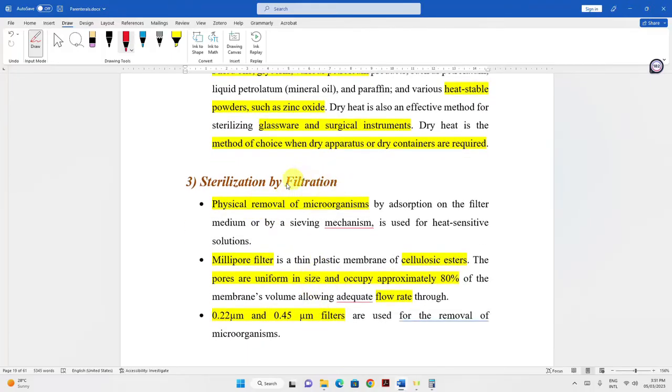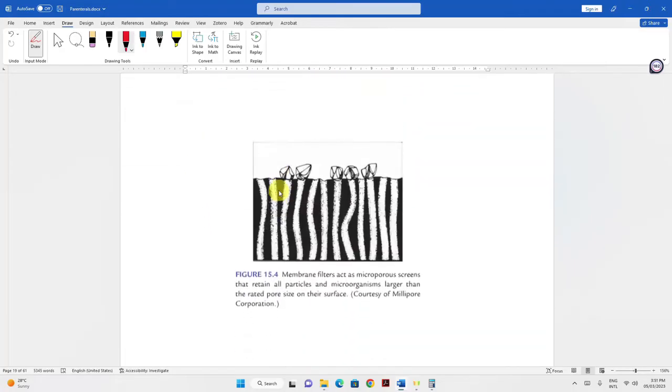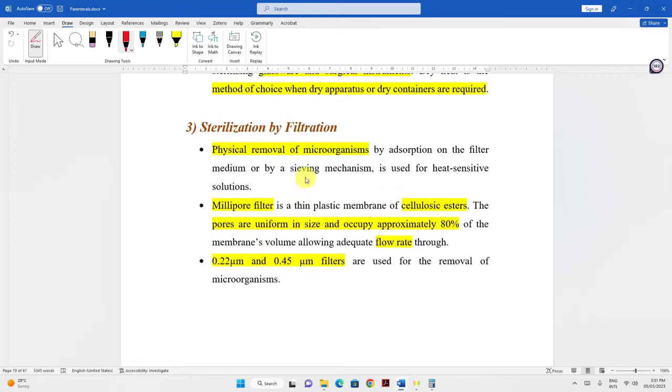Filtration is the third method that we want to talk about. Now, filtration in many cases can fail compared to other methods of sterilization. That's why you need to give more attention to this method. And filtration is different because you don't destroy microorganism. What you are doing, you are removing them physically. So not destruction, but removing physically.